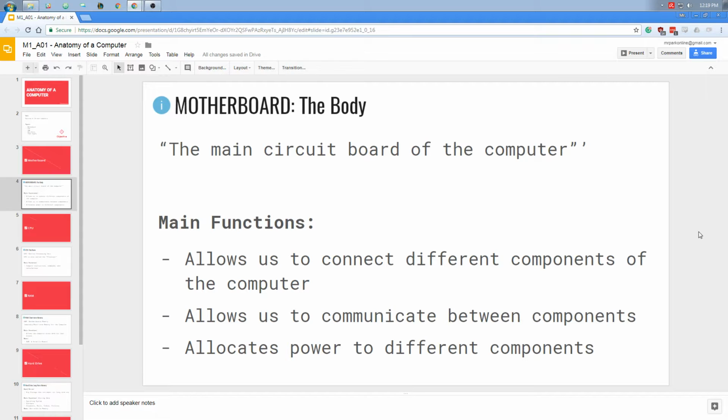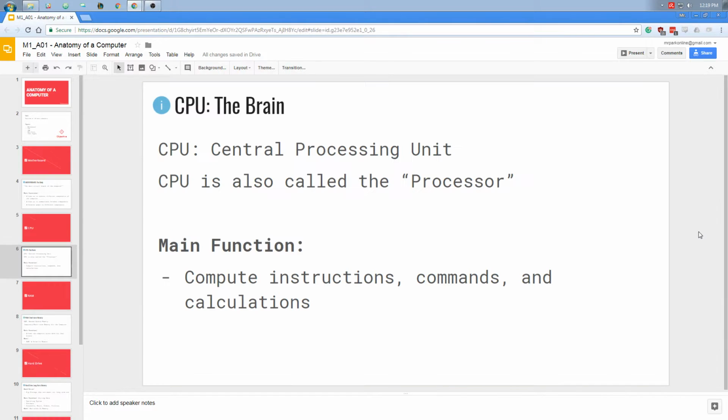What the motherboard also allows us to do is to communicate between these components. And just like a human body, these different components need to work together so that our computers can be functional. And lastly, it allocates power to the different components as well. Later on, we'll be talking about the power supply unit and how it's connected to the motherboard and all those other components. And it's the motherboard's job to properly give power to all our other components so that they can do their job.